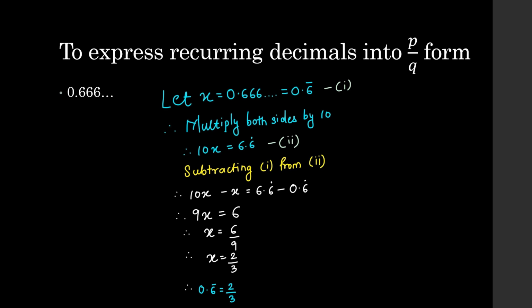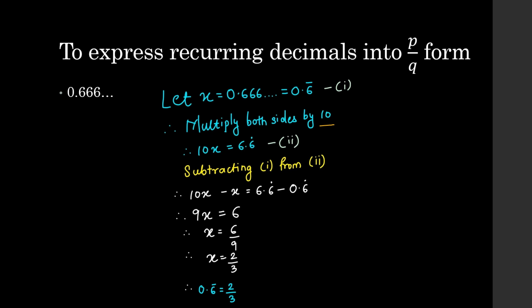Now the first example is 0.666, and here you can see the digit 6 is recurring. So I am assuming let the number be x. So x is equal to 0.666, or I can write it as 0.6 bar or 0.6 dot. Let this be equation 1. Now the rule is that after the decimal, we have to count how many digits are repeating. In this case there is only one digit repeating. If there is one digit repeating, we'll multiply by 10. If there are two digits repeating, we'll multiply by 100. If 3 digits are repeating, we'll multiply by 1000.